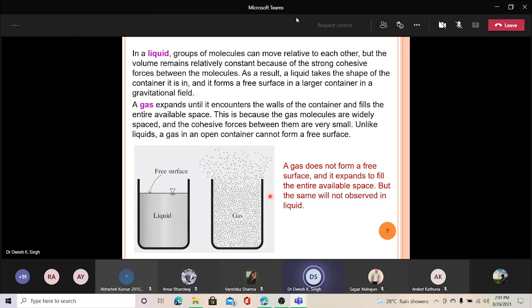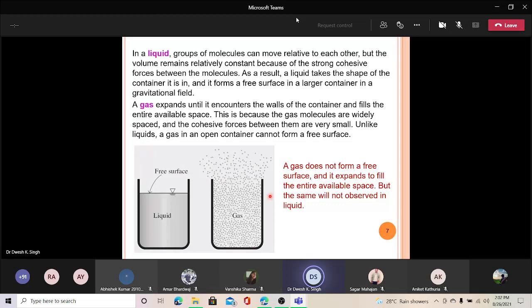The reason is the cohesive force. In the case of liquid, the cohesive force is very large. In the solid, it is much larger, but here we are taking the fluid case, not the solid. In the gas, the cohesive force is very small because there is a very wide space between the molecules, and in the liquid that space is very small. I think all of you are aware that cohesive force is the force of attraction between the same molecules. That is very small in the case of gas.